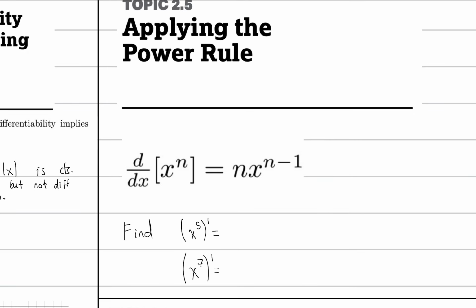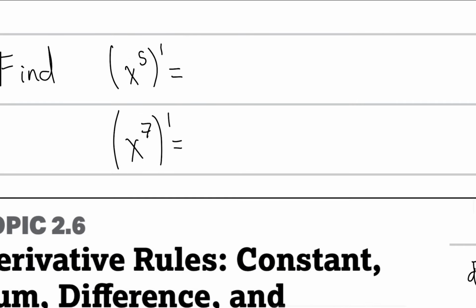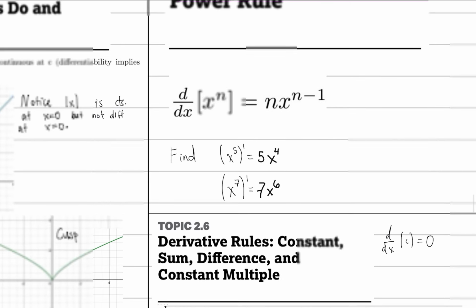Topic 2.5 talks about the power rule. The power rule just states that the derivative of x to the power of n is just n times x to the n minus 1. So for example, we want to find the derivative of x to the power of 5. We're going to drop the exponent, write x, and subtract the power by 1. Here we're going to drop the exponent, write the x, and subtract the power by 1. You should be incredibly proficient in this part, okay?